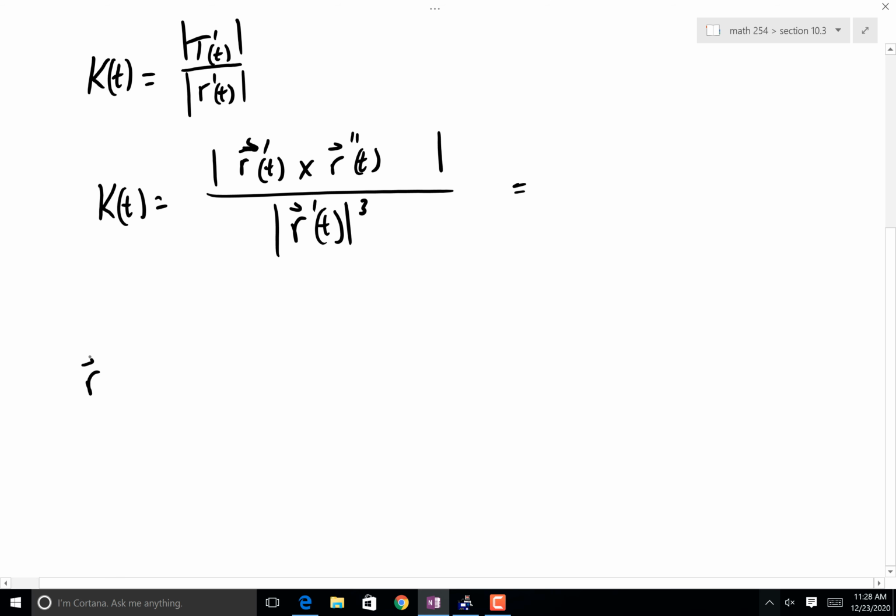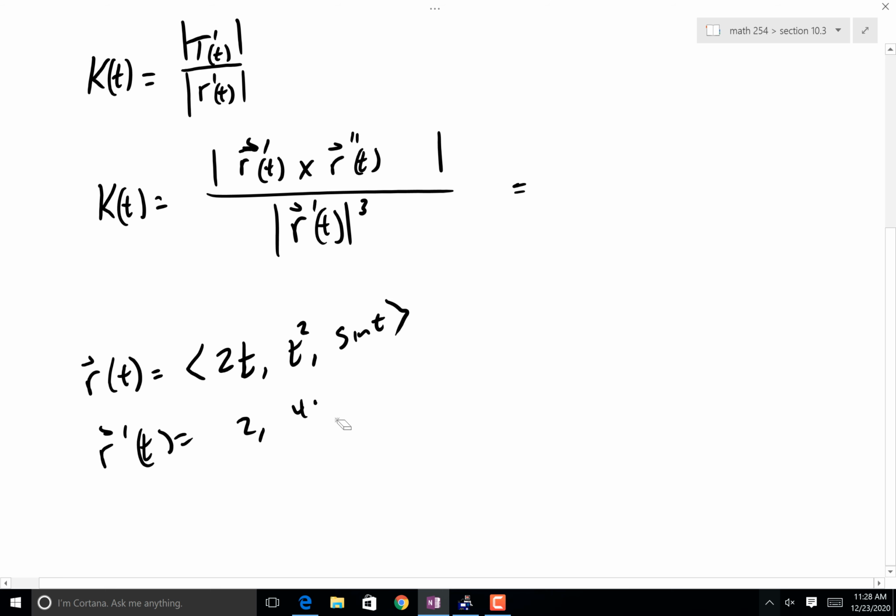So I got r of t. This is my space curve. My actual curve is going to be 2t, comma, let's do a nice easy one, t squared, comma, sine of t. Awesome. That means, of course, r prime is 2, comma, 2t, comma, cosine of t. And then, of course, we also need r double prime. And, of course, that's going to be 0, 2, negative sine of t.